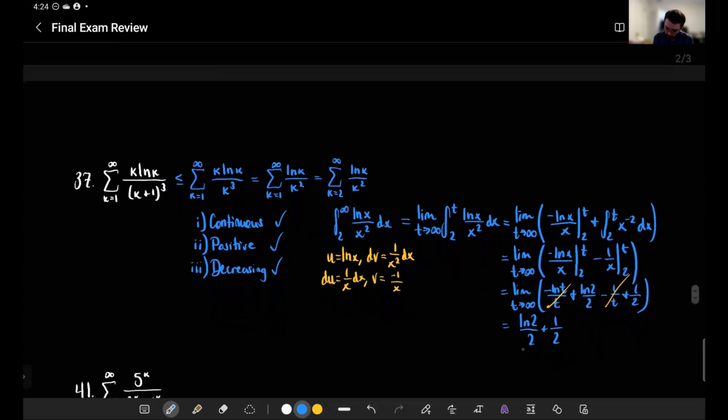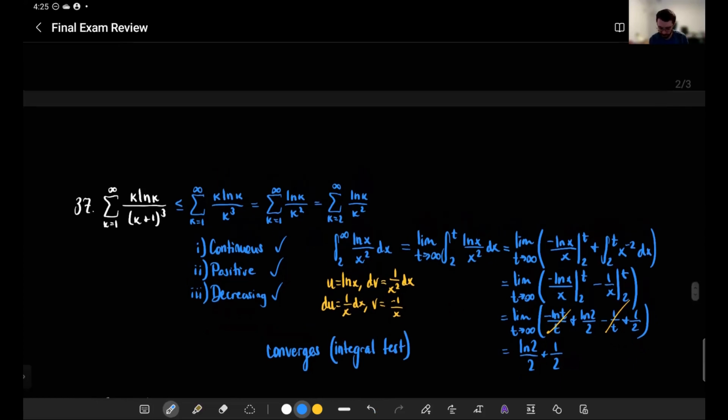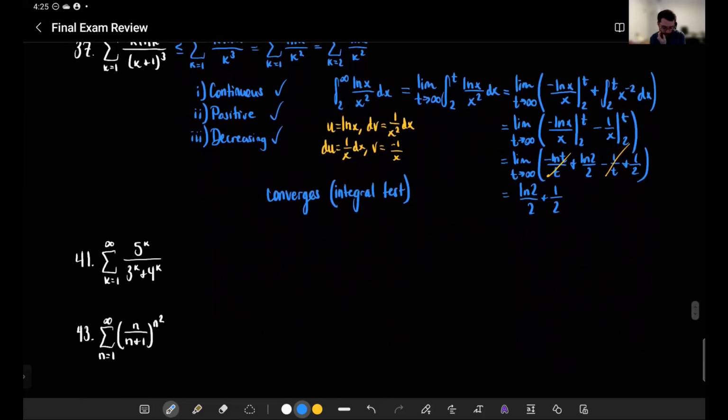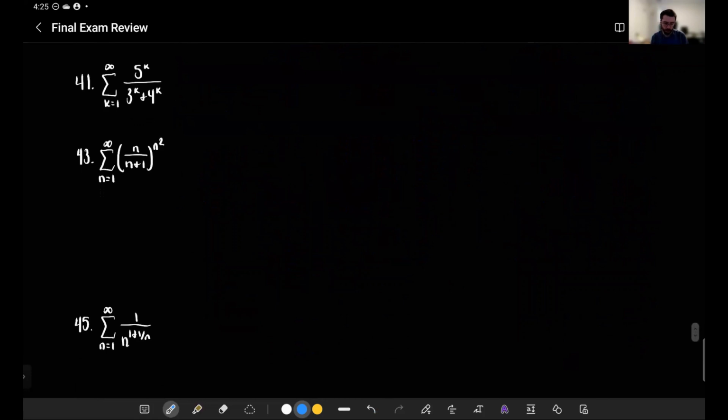And so, yeah, this converges, right? The integral converged, and we passed the 3 conditions of the integral test. So that means our series converges. I'll just write integral test. Okay, so you usually don't want to do integral test unless you have to, but I think we had to there. 39 I'm skipping because it had hyperbolic cosine, and we're not going to worry about that.